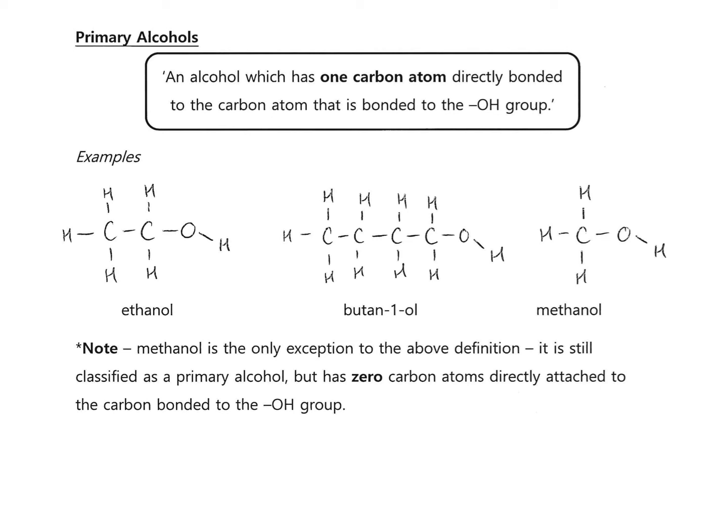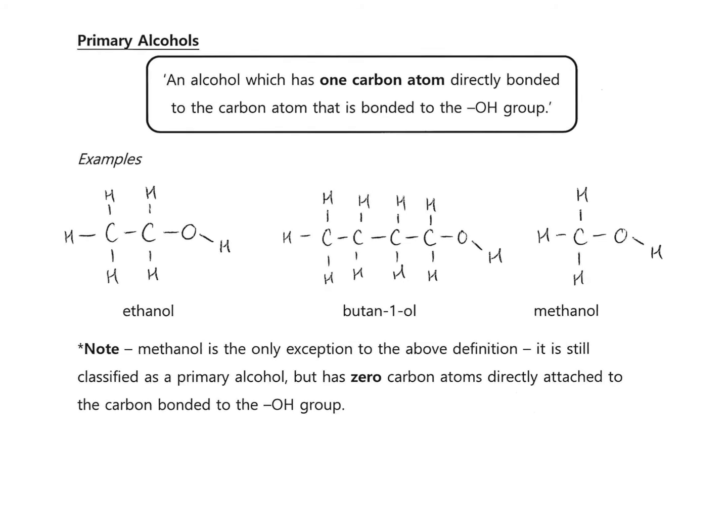So let's look at the example of ethanol. You find the carbon that's directly attached to the OH group, so that's this one, and then we're counting how many carbons that's bonded to. So in this case, that's bonded to one other carbon atom, so that makes ethanol a primary alcohol. Then let's look at butanol. So the carbon that is bonded to the OH group is this one here. How many carbon atoms is that bonded to? It's bonded to one other, so that makes this a primary alcohol.